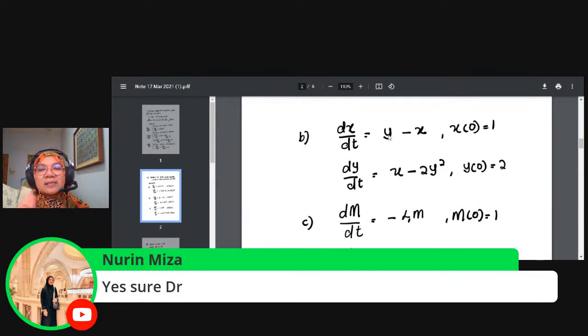So meaning that this one should be y minus x. What is y? Y is maybe the economy. The economy of Malaysia growth depends on time, on the population and the economy itself. So I can translate all the ODE using many applications, the real time applications.